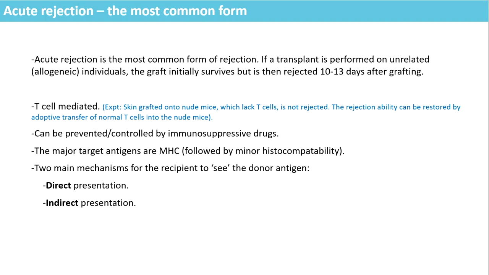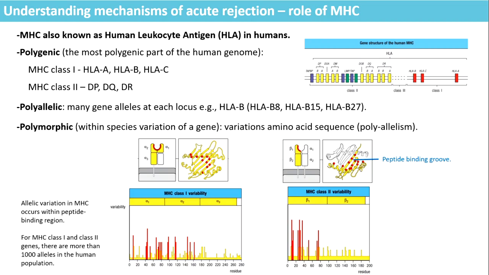Now, it can be prevented and controlled by immunosuppressive drugs. And as I mentioned, one of the main targets tends to be the MHC, the major histocompatibility complex, but there's also an involvement for minor histocompatibility. We'll talk about that in a few slides' time. But there are 2 mechanisms by which the recipient can detect the donor antigen. This is via direct presentation or indirect presentation. So we'll look at that in a few slides' time.